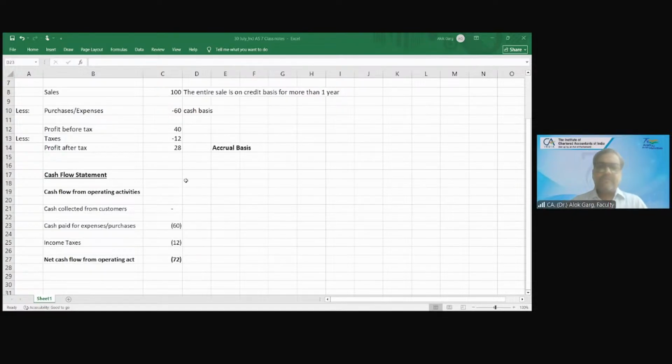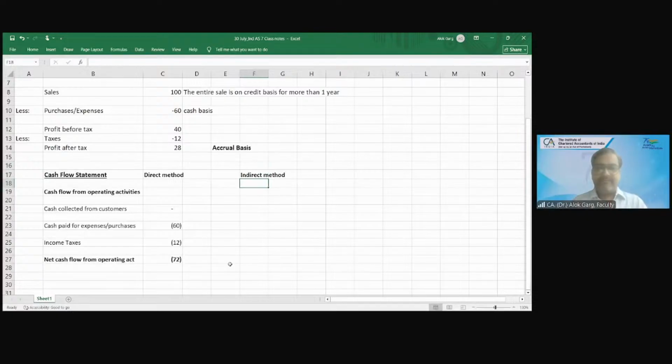So friends, a few of you were thinking, sir, this is the direct method, and how will the indirect method be? You have heard about the direct method and the indirect method. This was the direct method. So how do I compute the cash flow from the indirect method?